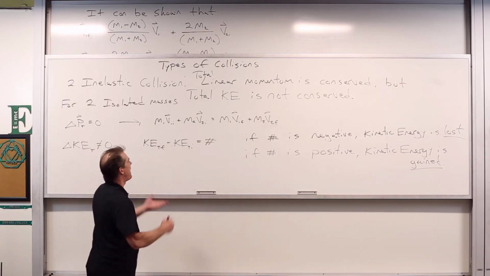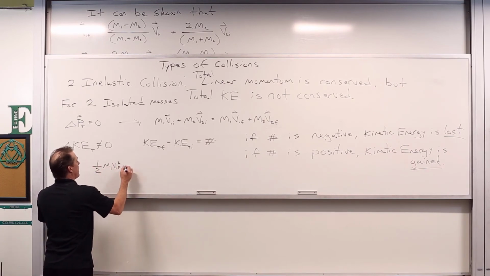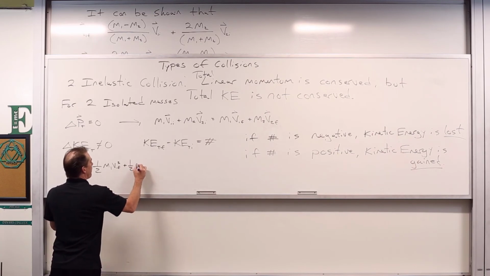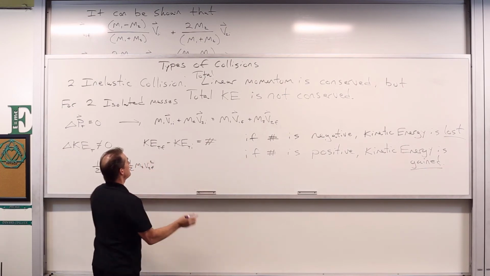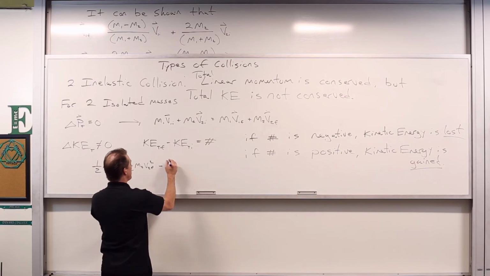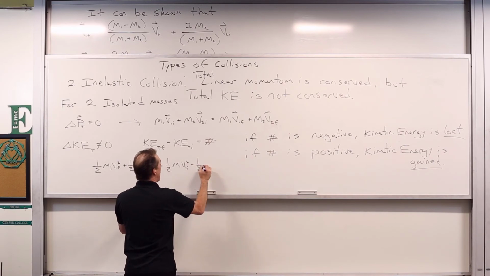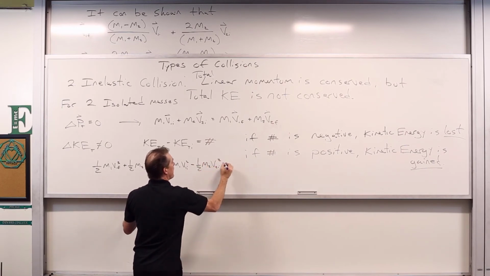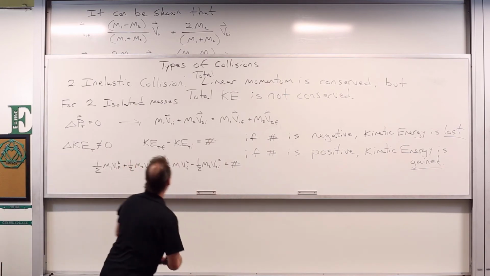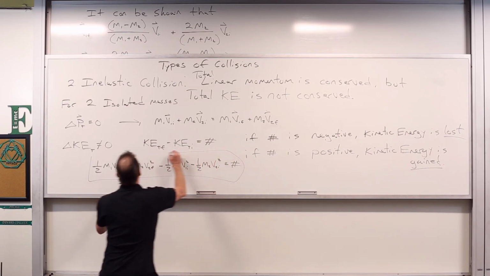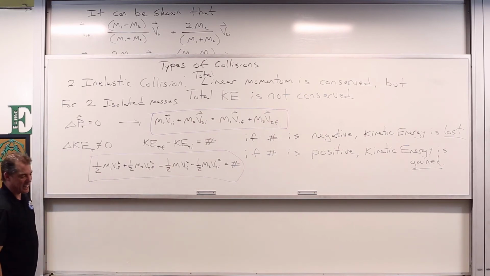So with this, we still expand these out, and this can be written as 1/2 m1 v1 final squared plus 1/2 m2 v2 final squared. There's KE total final. Then we have minus KE total initial, so we have minus 1/2 m1 v1 initial squared minus 1/2 m2 v2 initial squared is equal to some number. So that's all expanded out. And there we've got our inelastic collision.